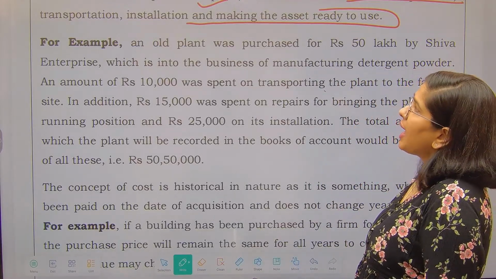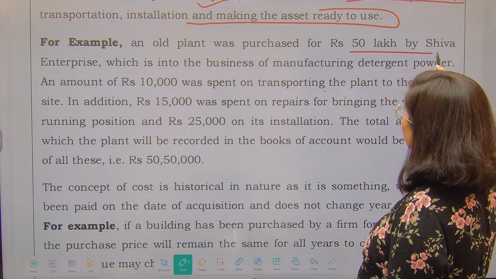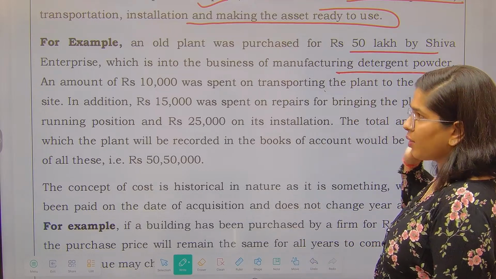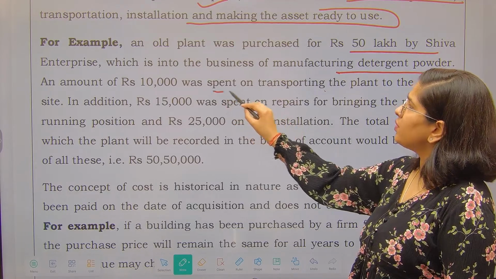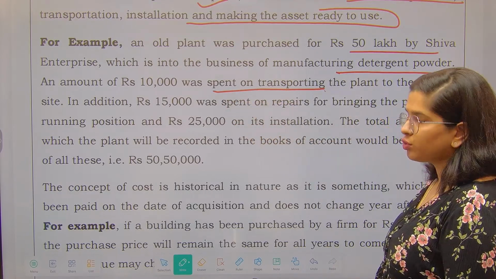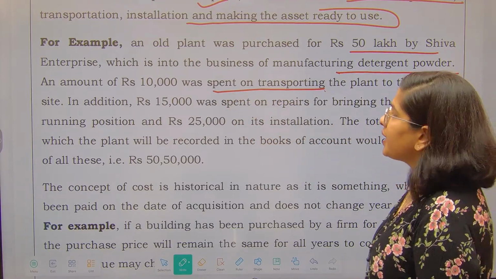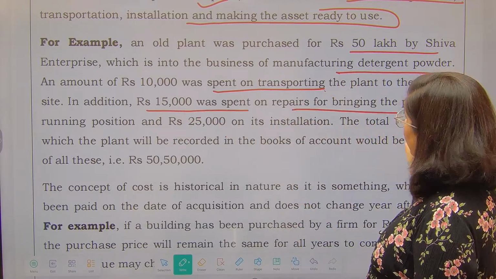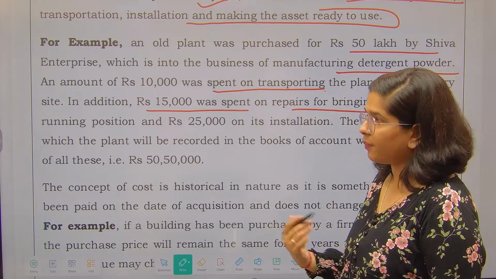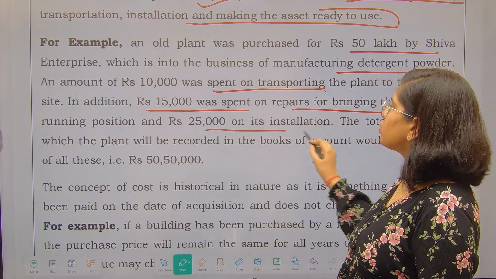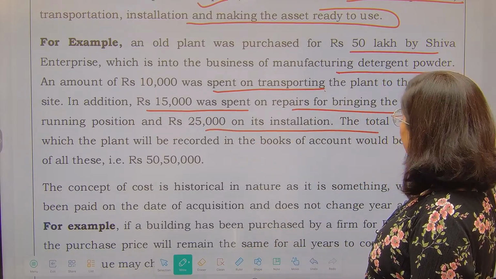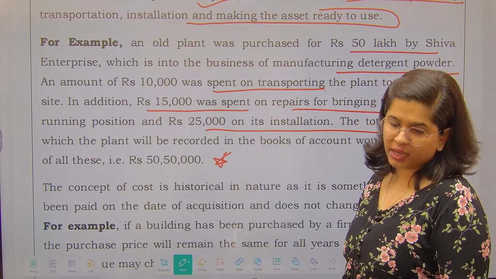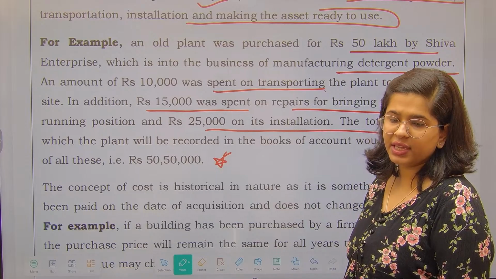So for example, an old plant was purchased for 50 lakh rupees, which is into the business of manufacturing detergent powder. An amount of 10,000 was spent on transporting the plant to the factory site. Next, in addition, 15,000 was spent on repairs for bringing the plant into a running position and 25,000 on its installation. The total amount at which the plant will be recorded is taken as 50 lakh 50,000.